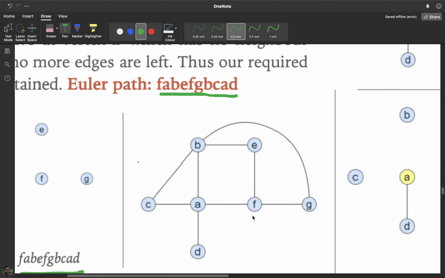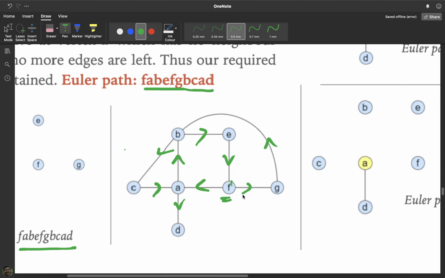So you started with F, you went through A, reached here, you went through B, you reached here, you went through E, you reached here, now you went through F, you reached here. Now here you are going to G, from G you are going to B, from B you are going to C, from C I am going to A, and from A I am going to D. So you just check it out. This path actually covers all the edges exactly once, and this is your Euler path. I hope it is clear.